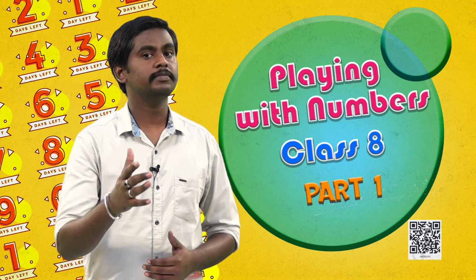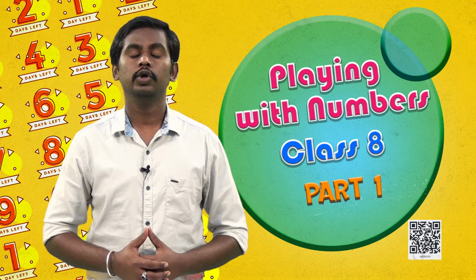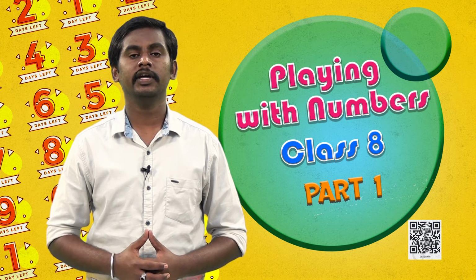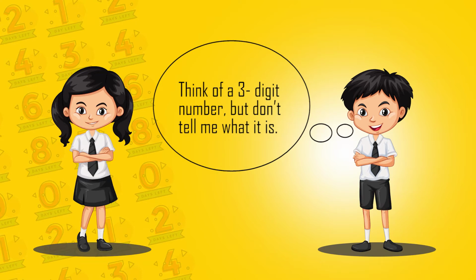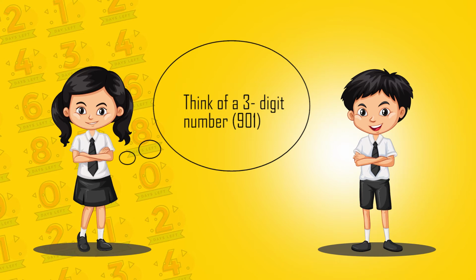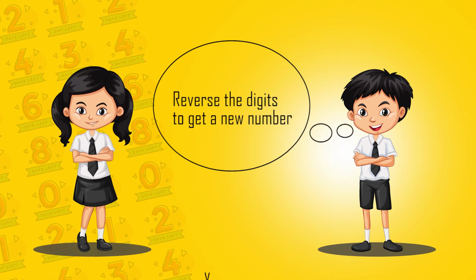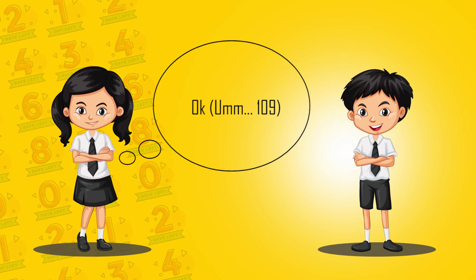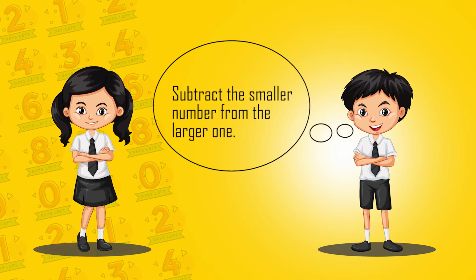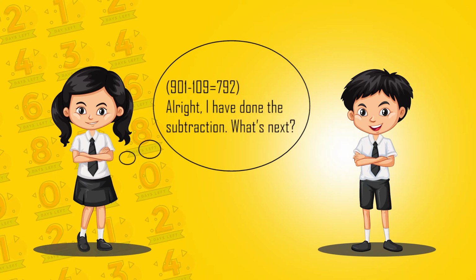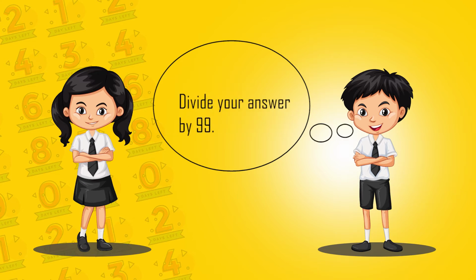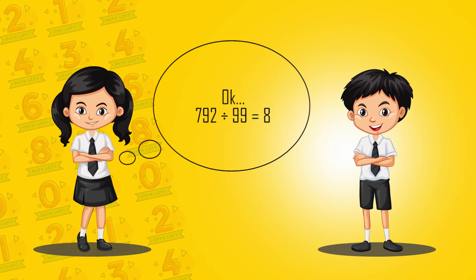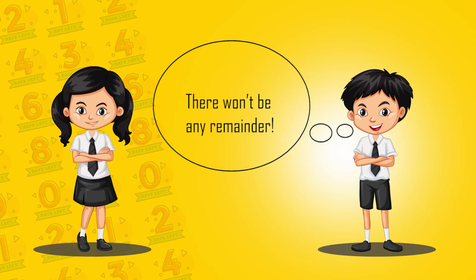Now, it is Sundaram's turn to play the game. So, you also follow his instructions with Meenakshi and take part in the game. Think of a 3-digit number, but don't tell me what it is. Alright. Reverse the digits to get a new number. Okay. Subtract the smaller number from the larger one. All right. I have done the subtraction. What's next? Divide your answer by 99. Okay. There won't be any remainder.